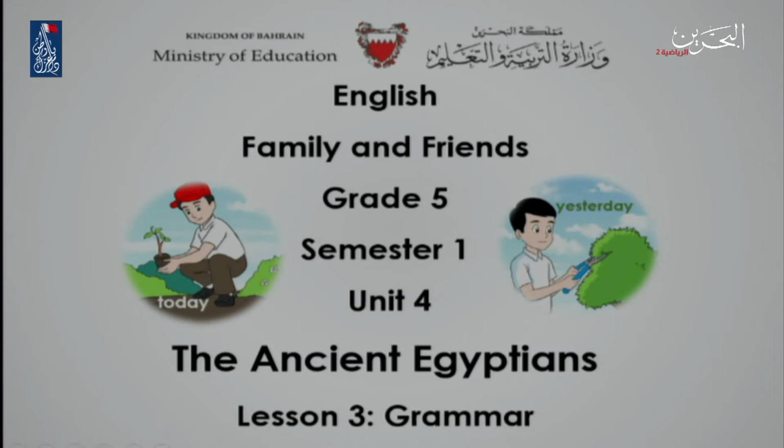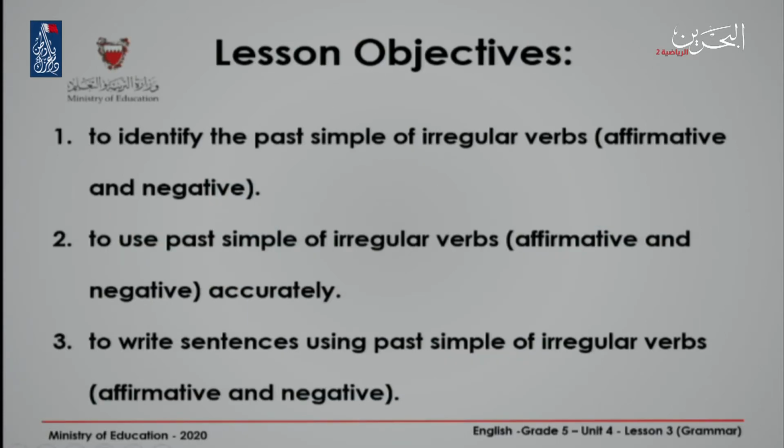Lesson 3. Grammar. By the end of this lesson, you will be able to identify the past simple of irregular verbs, affirmative and negative. To use past simple of irregular verbs, affirmative and negative accurately. And to write sentences using past simple of irregular verbs, affirmative and negative.